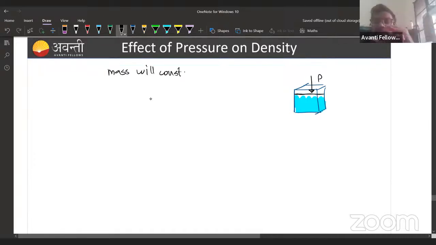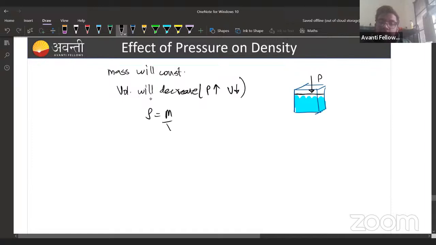If I'm applying pressure on it, then the molecules will get closer, right? The molecules will get closer and the volume will decrease. If I'm applying pressure, pressure increases, volume decreases. So density is equal to yet again mass by volume. Since mass is constant, density is inversely proportional to V. So what can I say? Final density upon original density is equal to V upon V dash, right?